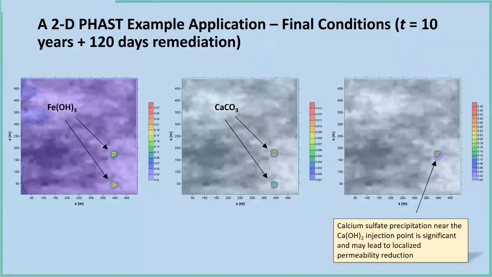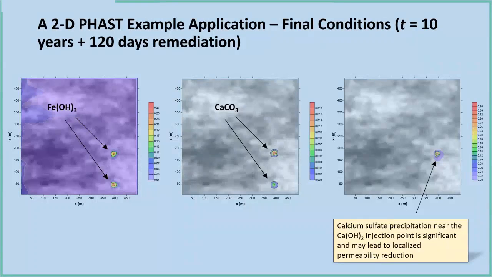When you look at the calcium carbonate distribution, calcite, in the middle figure, you can see a little bit more calcite is precipitating around the injection well to the north. That well contained the calcium hydroxide reagent. The well to the south contained the magnesium hydroxide reagent. So this is pretty straightforward. You're putting more calcium in solution in the northern well, and so you're getting a little bit more calcite precipitation.